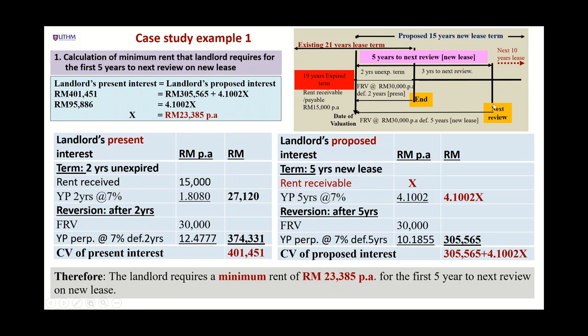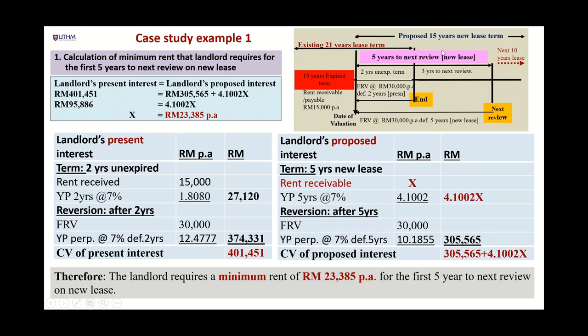So this property can only revert to the owner after 5 years under the new lease. Under the new lease arrangement, this 30,000 can only be obtained by the landlord after 5 years. This is different from the present. From the present, the market rent of 30,000 can be received by the landlord after 2 years under the present interest, or under the existing 21-year lease.